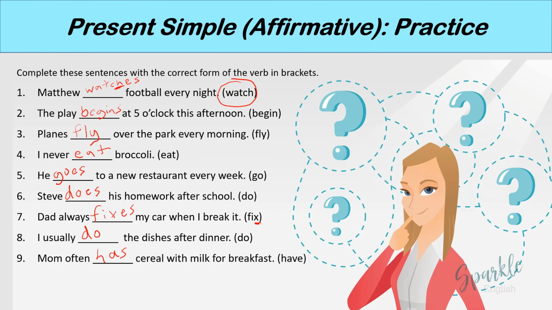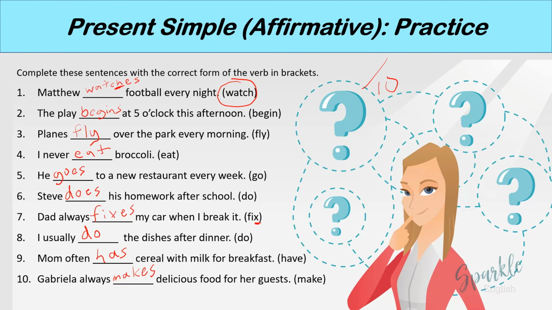And finally, number 10, Gabriella always delicious food for her guests. Gabriella is a she, so we're going to add an S to make. Gabriella always makes delicious food for her guests. So let me know in the comment section how many you got correct on this section out of 10. So a total of how many you got correct out of 18 for the present simple affirmative practice test.